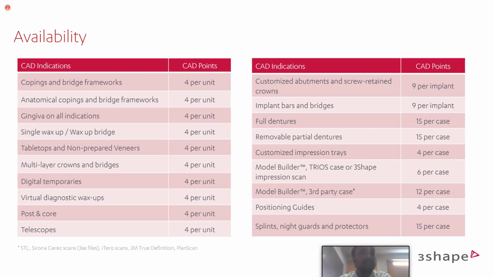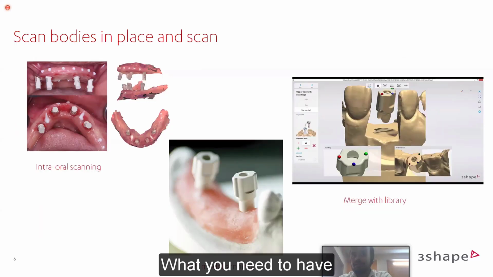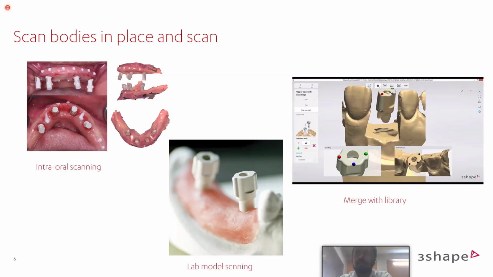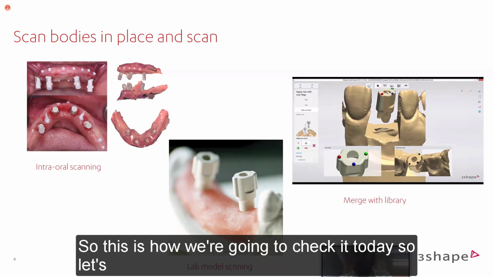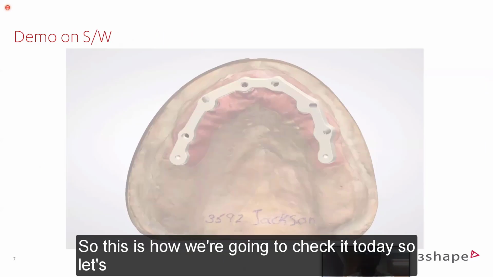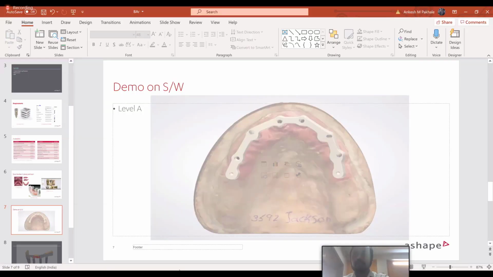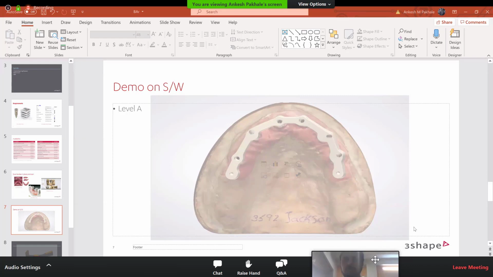As usual, what you need to have is the scan body placed into the mouth or placed onto the model, and then scan it in the software. So this is how we are going to check it today. So let's quickly head to the software division now. I'm going to share the screen now for my software aspect. So I'll just share my whole desktop as always.